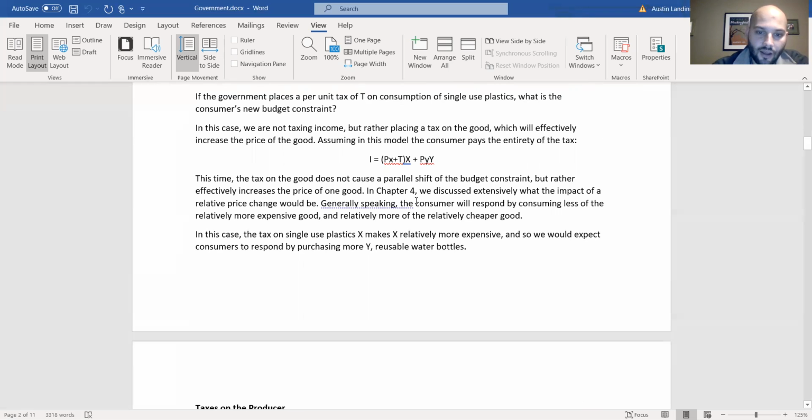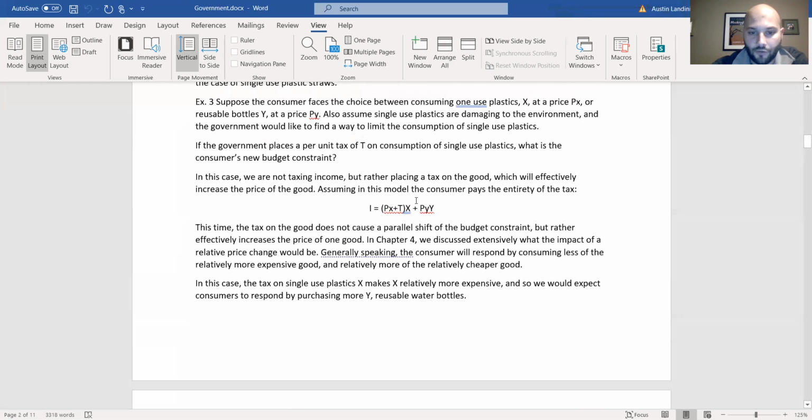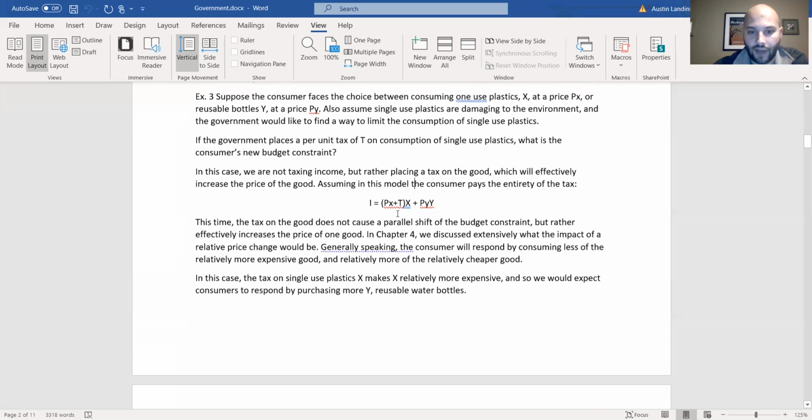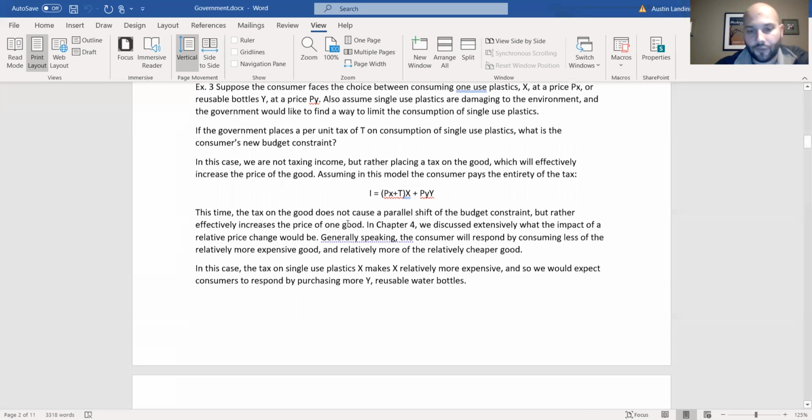And what can we expect? I didn't put the picture here because in chapter 4, we did a lot of this sort of analysis of what happens if we change the price of one good, rotate the budget constraint, what's the new optimum, and then we did income and substitution effects. So if you're feeling a bit lost on that, go back to chapter 4, take a look at those videos and material. Feel free to ask me some questions. But we've got this relative price change. It rotates the budget constraint. And generally speaking, what we can expect is that the consumer should respond by consuming less of the relatively more expensive taxed good and relatively more of the cheaper good, which in this case is the reusable bottles.